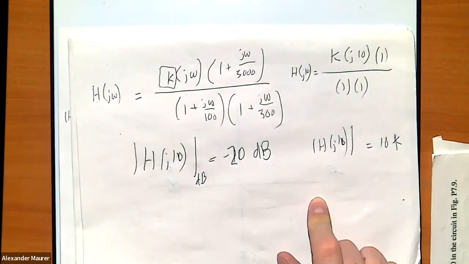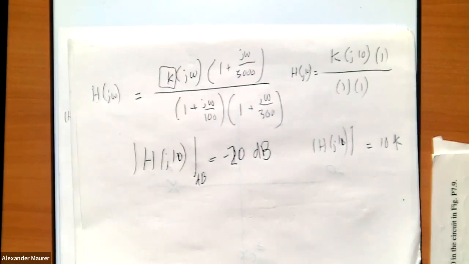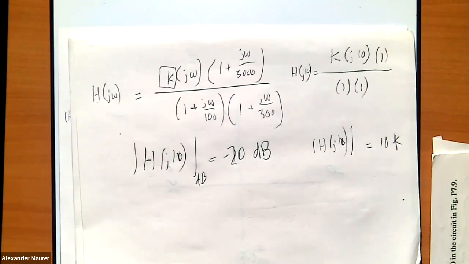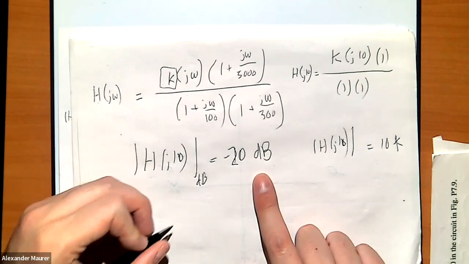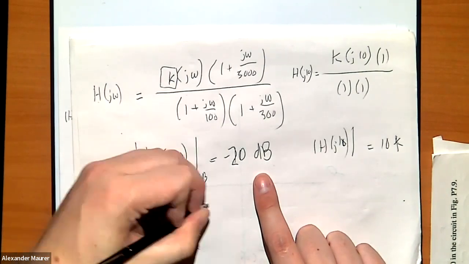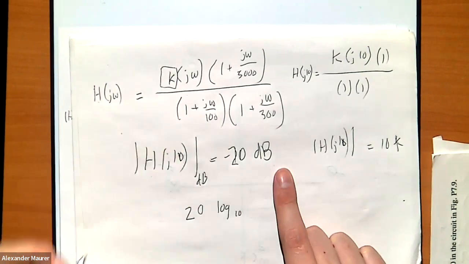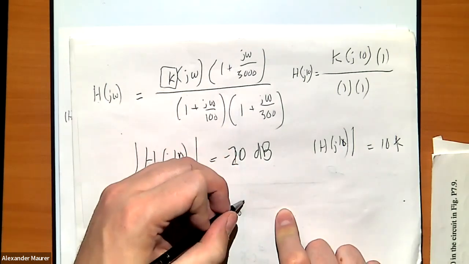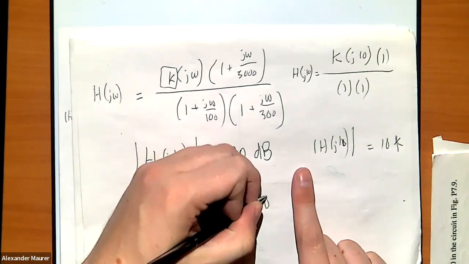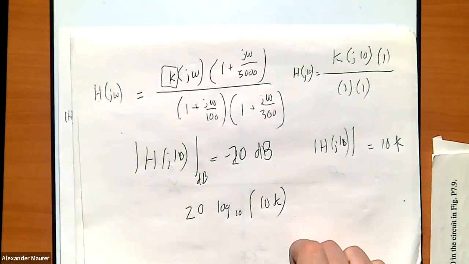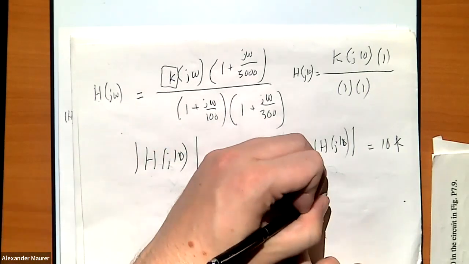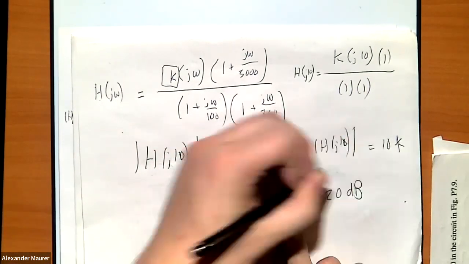Okay. So I know that the magnitude of H of j10 in raw magnitude is just 10 times K at frequency 10. Okay, so then I know from the dB formula that 20 log base 10 of 10K must be equal to minus 20 dBs.